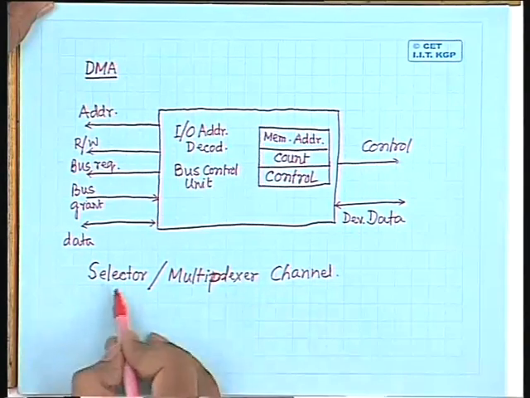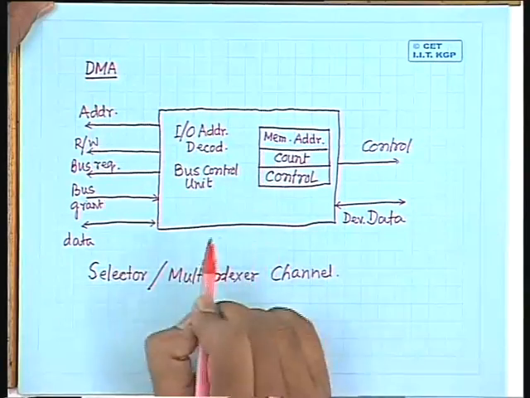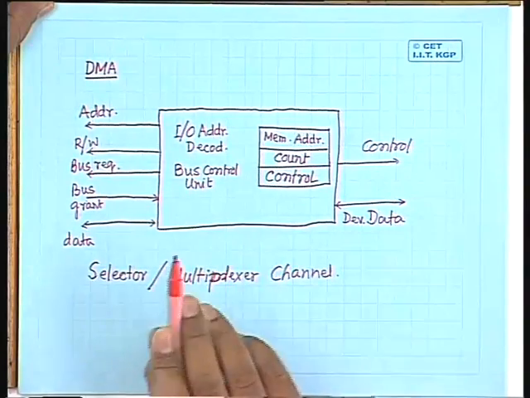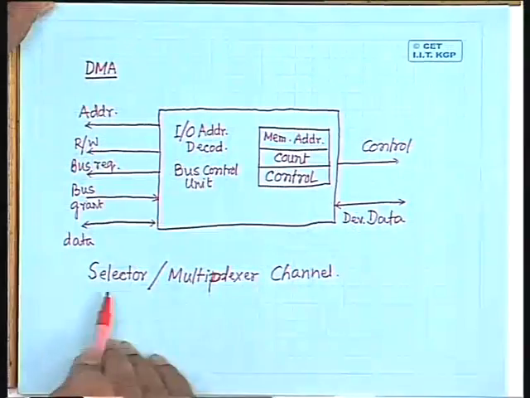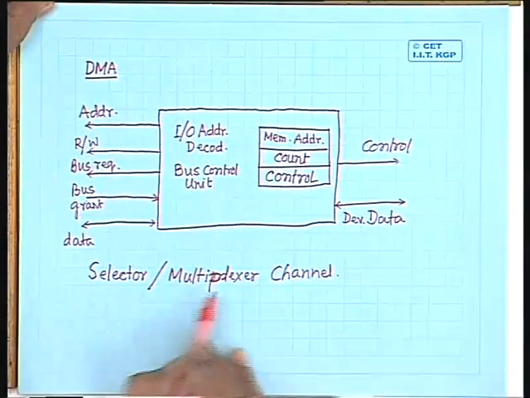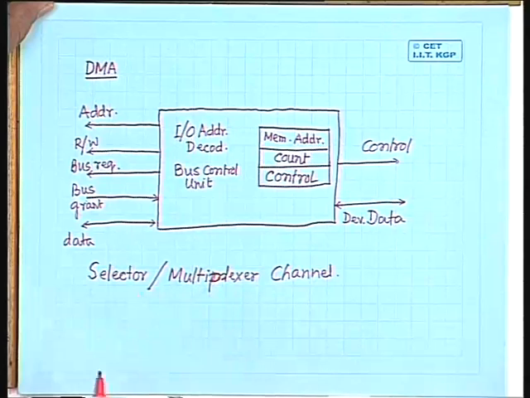So a multiplexer channel multiplexes the operations of multiple devices which are connected to the DMA controller. In the case of a selector channel, the DMA controller selects one of the devices, the device completes its operation, then only the operation of the next device is initiated. Now, which type of channel we should go for, whether the selector channel or the multiplexer channel, depends upon device characteristics. So if the devices are very fast, in that case, I can go for a selector channel. Because, as we have said, once a device is selected, the device has to complete its operation, then only the next device can start operation.